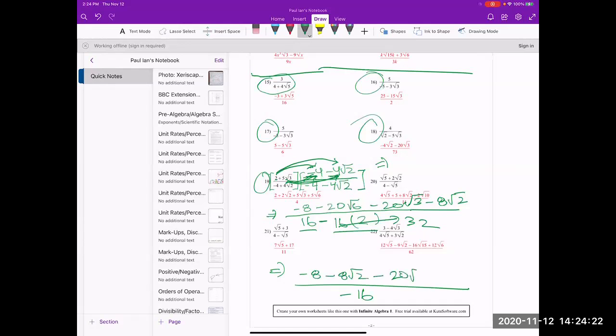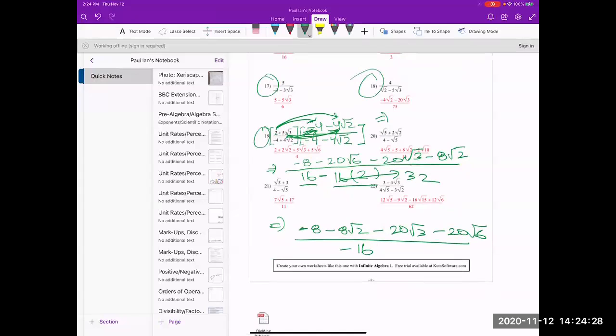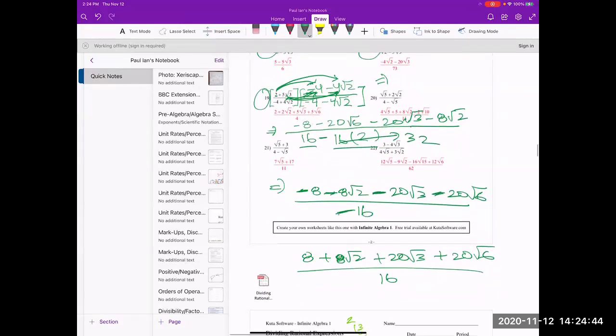Minus 20 root 3 minus 20 root 6. It seems like all of them have a minus, yeah? So that means you can take out a negative and make them all positive. That's the very first thing I would do to make it easy. So they're all positive now, which you can do.